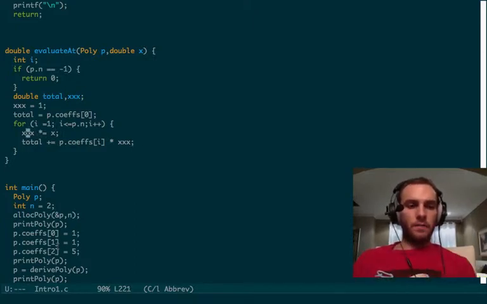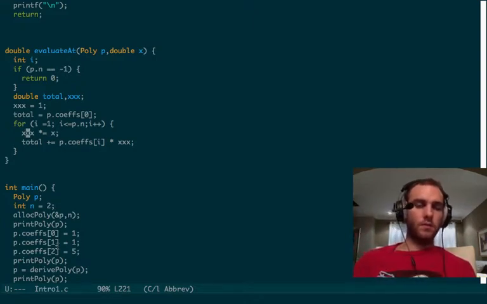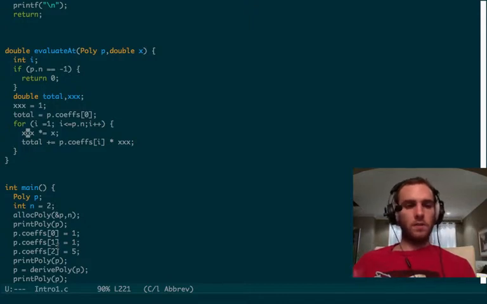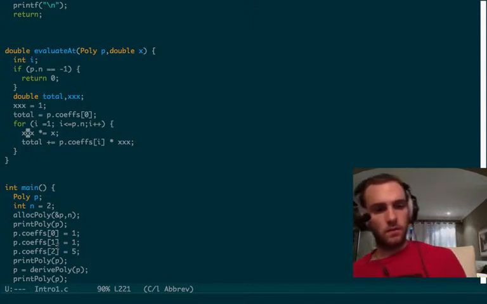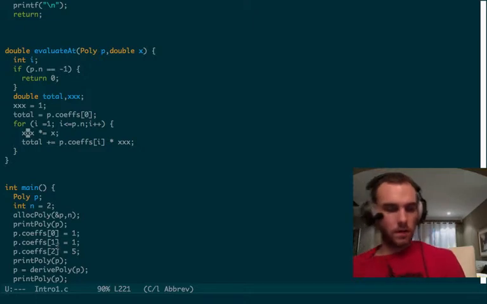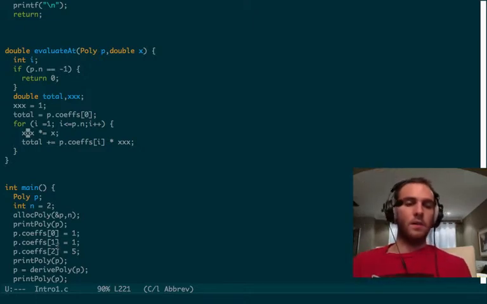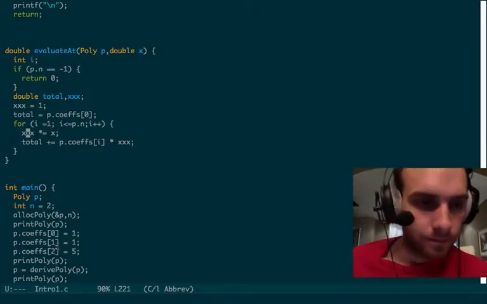So basically, you're going to take the value of x, and for the first coefficient you're going to multiply it by simply 1 times x. For the second coefficient you're going to multiply by 1 times x times x. Third is going to be 1 times x times x times x, etc.